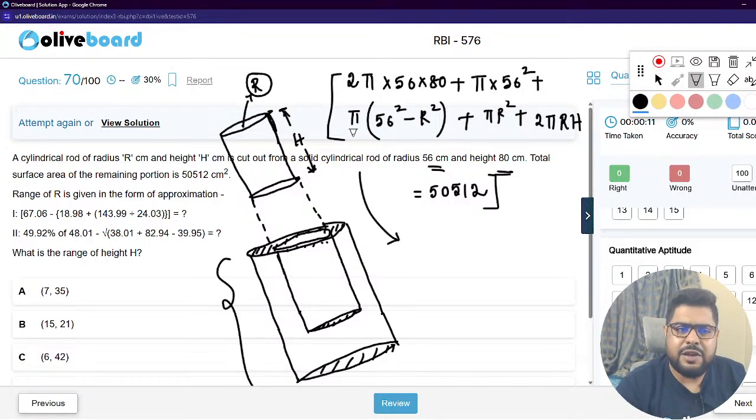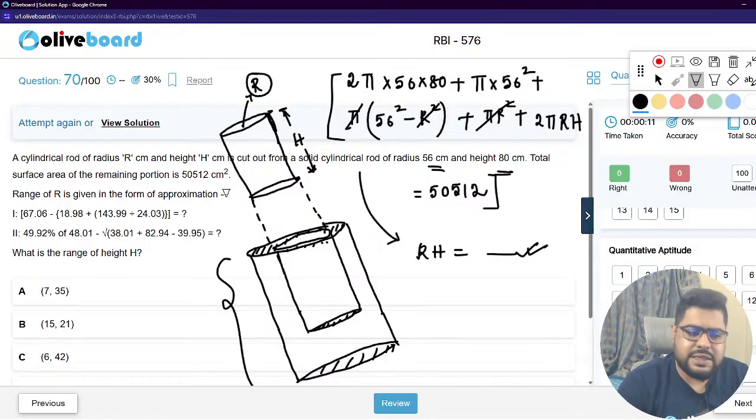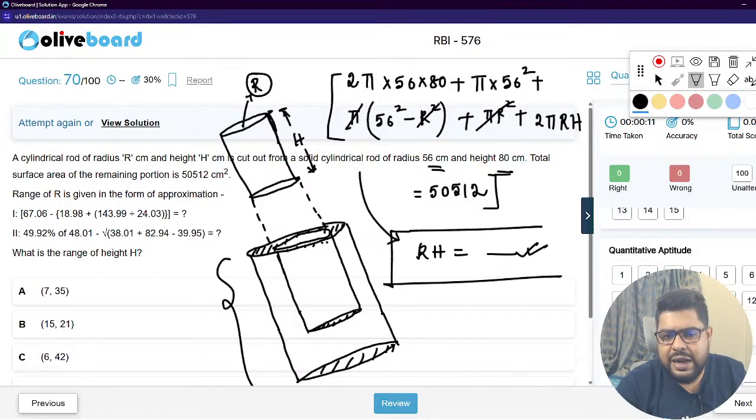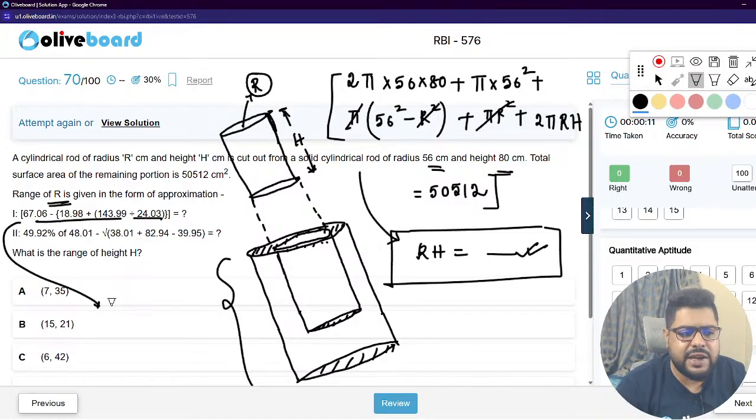Again, this is a little calculation that you have to do. From here, I can see pi r square minus plus pi r square cancel. So I'll have 2 pi, you put the value, RH equal to something you will get. Just because we don't have the time, the time is over. So RH equal to some value you will get. And you see range of R is given. So these couple of lines of calculation will give you the value of R, R from here and R from here.